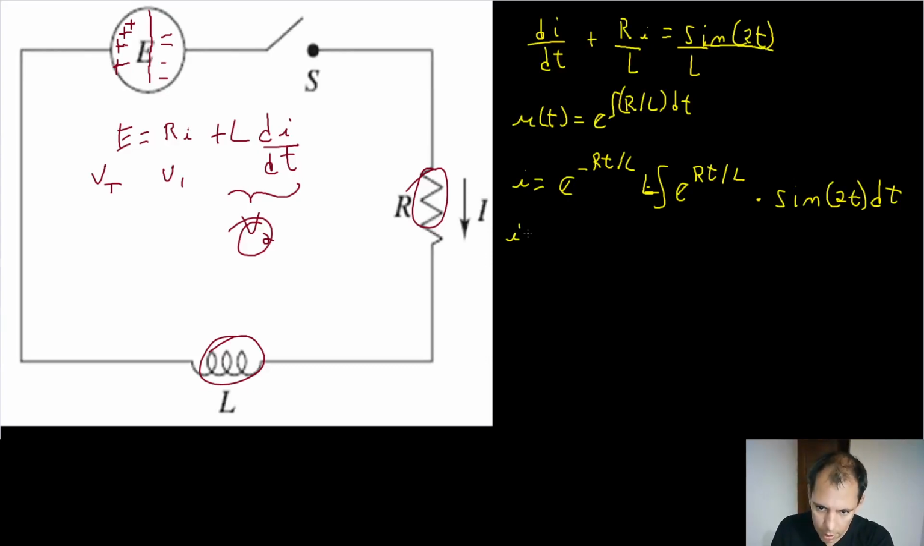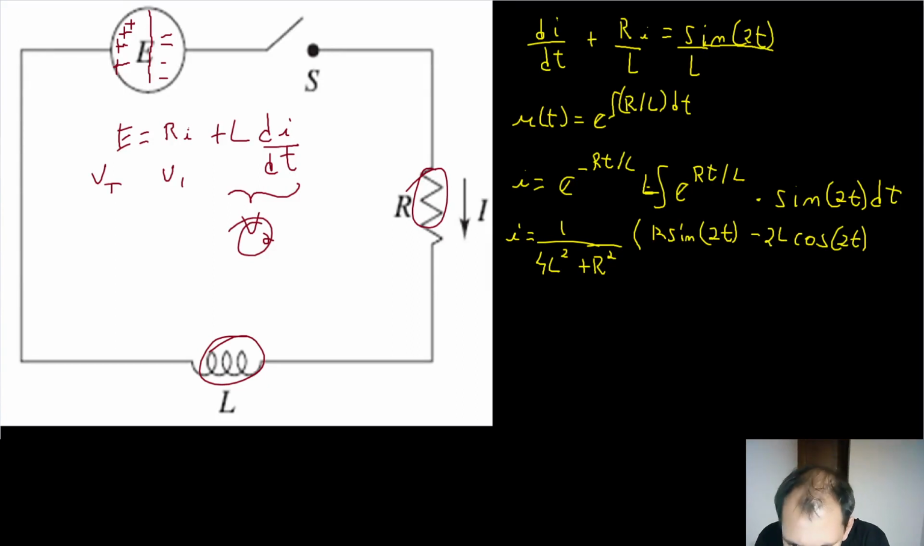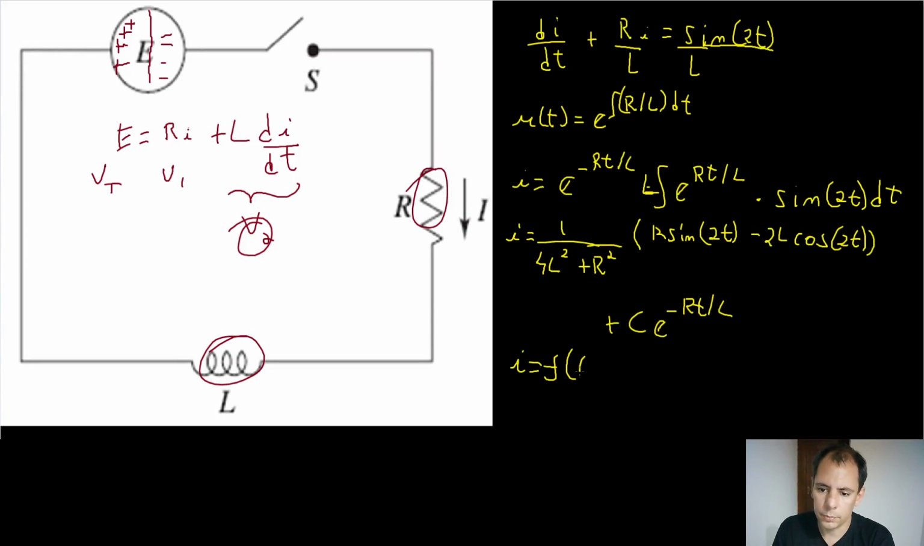The answer is going to be I equals 1 divided by 4L squared plus R squared, okay, times, let me see here, R sine of 2t minus 2L cosine of 2t, okay, and it just keeps going, plus C times E to the minus RT divided by L. This is going to be I as a function of time, okay? I as a function of time. Okay, that's it. For now, that's it.